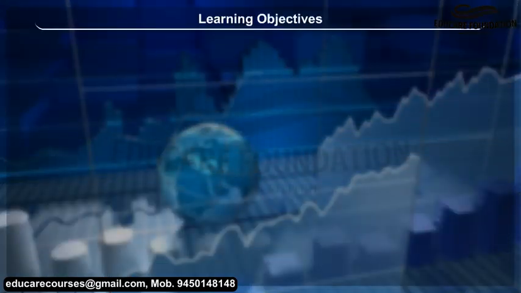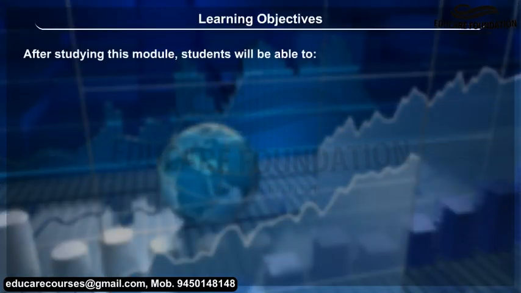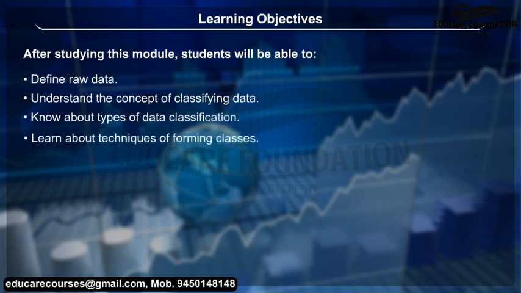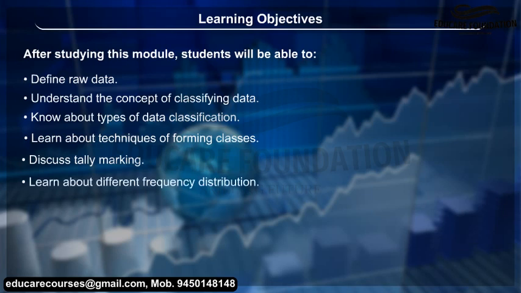Learning objectives. After studying this module, students will be able to define raw data, understand the concept of classifying data, know about types of data classification, learn about techniques of forming classes, discuss tally marking, and learn about different frequency distributions.